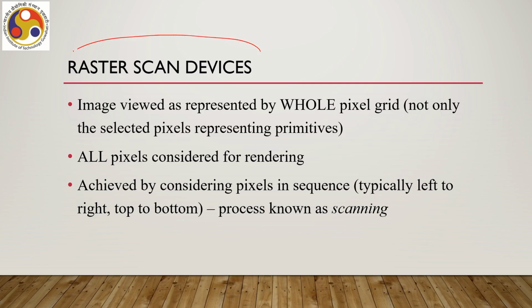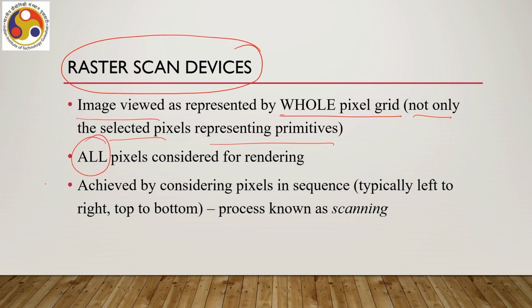To make graphic systems more affordable and correspondingly easily available commercially, a separate type of rendering mechanism is used, called raster scan devices. So, in a raster scan device, the image is viewed as represented by the whole pixel grid, not only the selected pixels representing the primitives. All the pixels are considered for rendering, not the selected pixels. Correspondingly, we do not require that high precision to target and activate selected pixels.